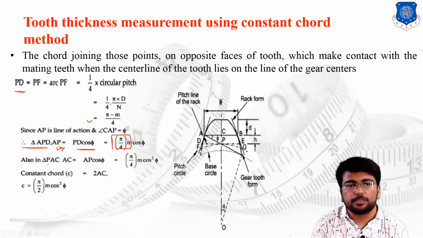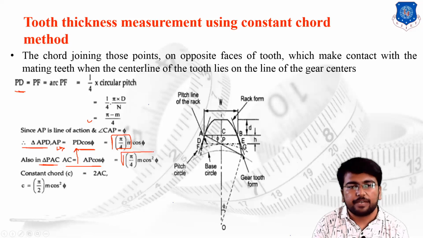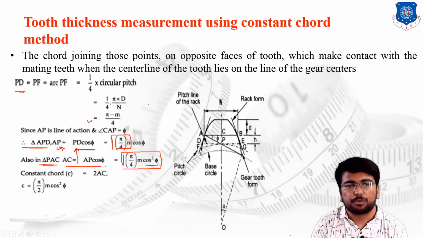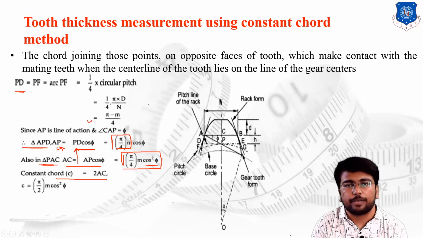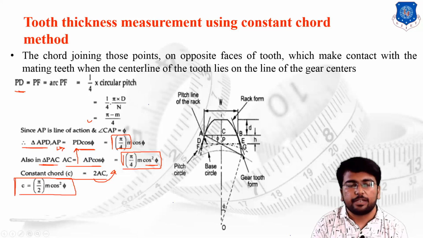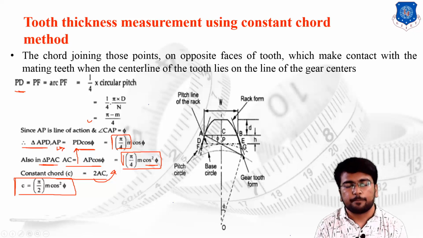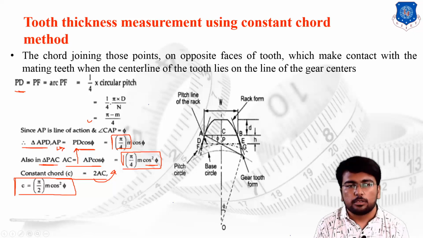Again, consider the opposite triangle, triangle PAC, where AC is equal to AP cos phi. What is the value of AP? I have already found it. Replace the value: pi m by 4 cos phi into cos phi. It becomes pi m by 4 cos square phi. Now I know the constant chord length C is equal to AB, which is equal to twice AC. Just replace it. Simply we get the value C. C is equal to pi m by 2 cos square phi. And C is known as the constant chord length.